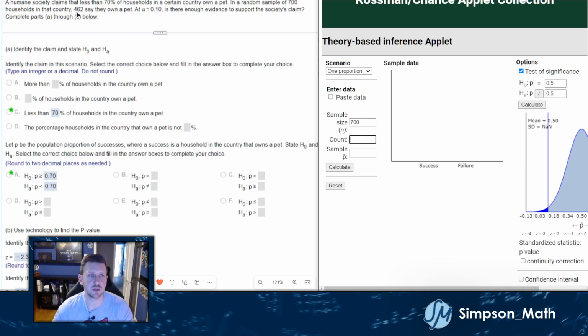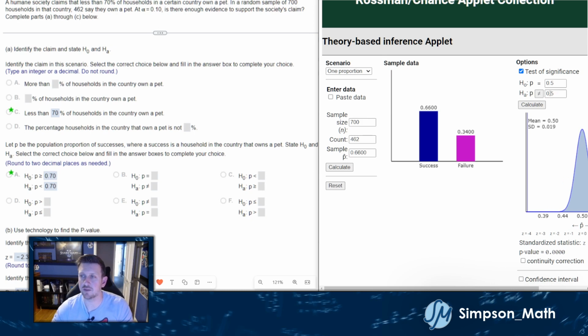If I was just answering this question, I see that it says 462 say they own a pet. So I'm going to put 462, and click out of it somewhere. When I do, notice I get a p hat of 0.6600, which was what I got, 0.66. It does that calculation by doing 462 divided by 700. That's pretty nice. All right, again, I need to adjust my p over here to be 0.7.